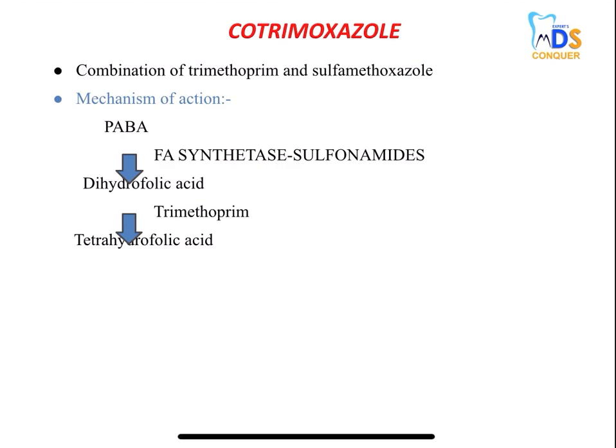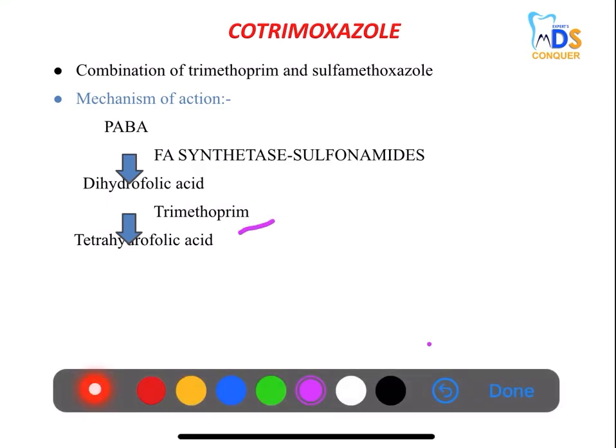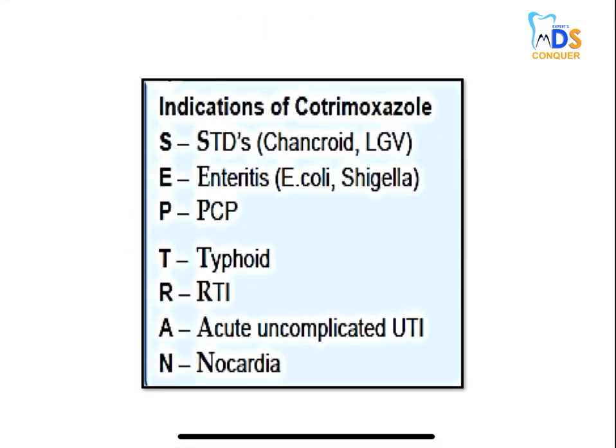Next, cotrimoxazole. It is a combination of trimethoprim and sulfamethoxazole. Here is the action of the trimethoprim. Since there is a complete folic acid block, it causes folate deficiency that can lead to megaloblastic anemia. That is the reason we have to give folic acid supplements when cotrimoxazole is being given.